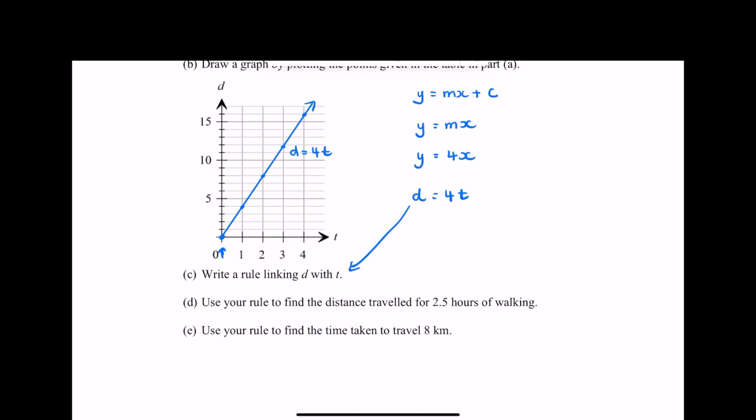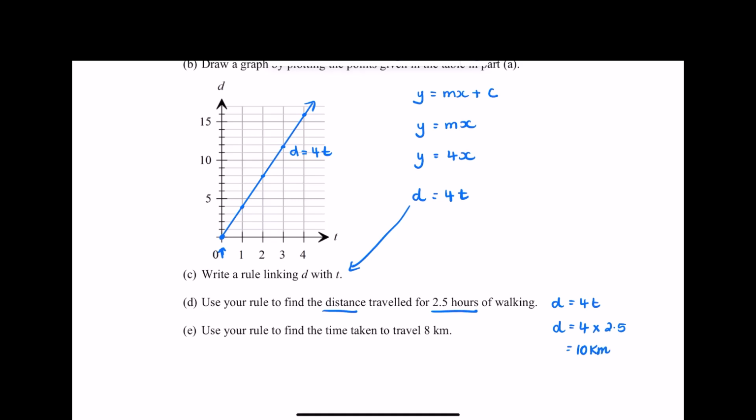Once you have a rule, we always use this rule to answer any other questions. My rule is d equals 4t. We're asked to find the distance when I've travelled 2.5 hours. So d equals 4 times 2.5, and I get 10. It's kilometres, because I've gone 10 kilometres.